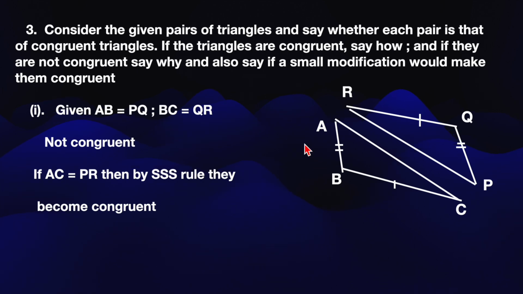Okay, so you know the 5 rules of congruency. Let us check out if these triangles are congruent. They have given that this side is equal to this side and this side is equal to this side. Only two sides are equal, so they are not congruent. So how can we make them congruent? If AC is equal to RP, then by SSS rule they will become congruent. Only in this condition, if AC is equal to RP.